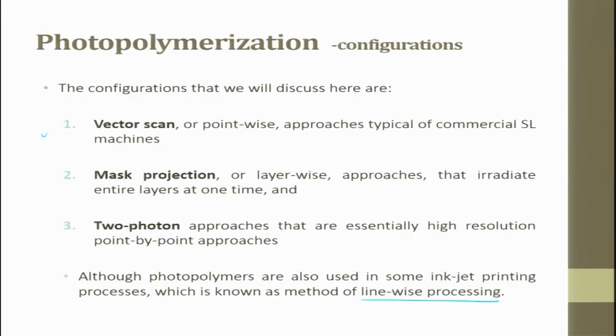So, the configuration can be vector scanning, mask projection, and two photon. Predominantly what happens is vector scanning. Here vector scanning means you have a point, several of these points join together to form a line, and several of these lines join to form a figure, whatever it is, right. And when I say a mask, one layer of entire information is exposed and you get it in one shot. So, that is mask projection. And the two photon approach is essentially a high resolution point by point approach. Here, instead of a single photon which is used in vector scan, we use two photons to cure it.